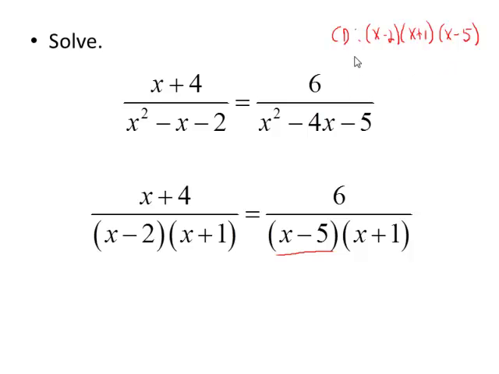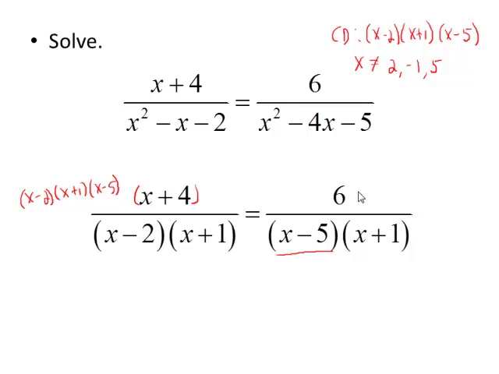Before I move on, it's a good idea to label the restrictions in this problem. X cannot be equal to 2, negative 1, or positive 5. If I get a solution that's one of those three values, I have to throw that out as an extraneous solution. Okay? So I'm going to multiply both sides of this equation by the common denominator, x minus 2, x plus 1, x minus 5.